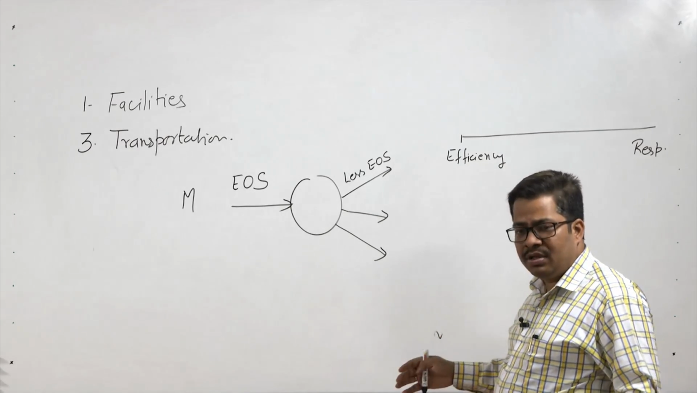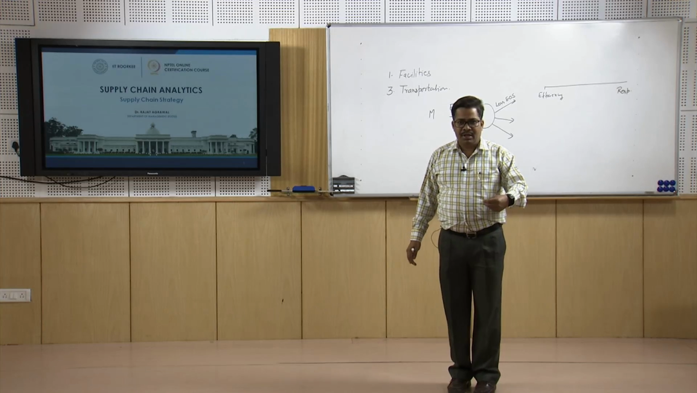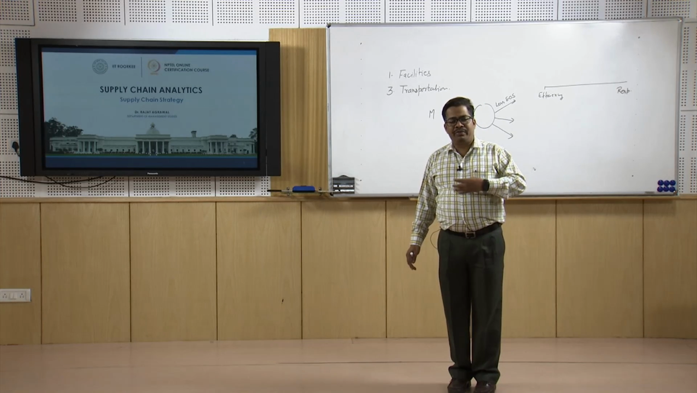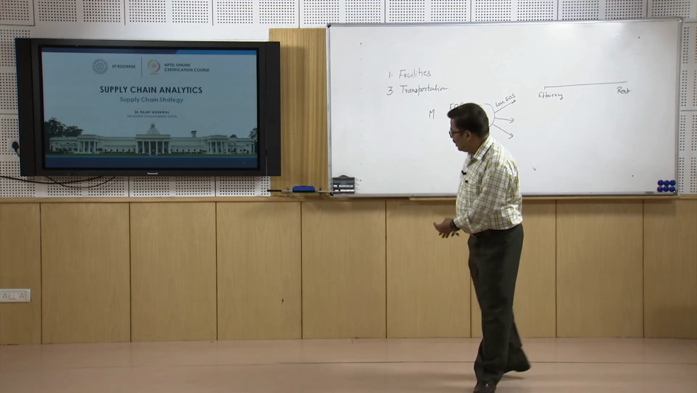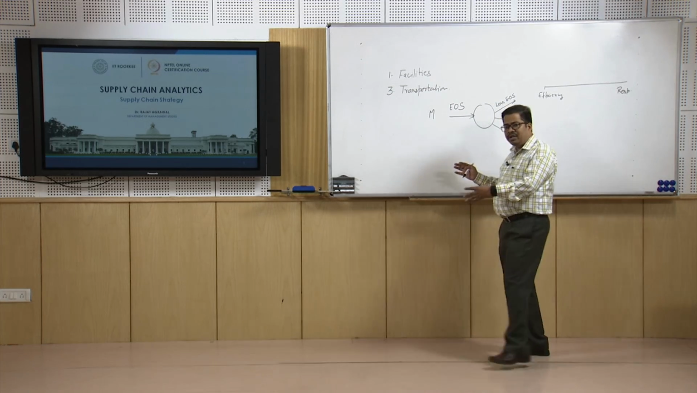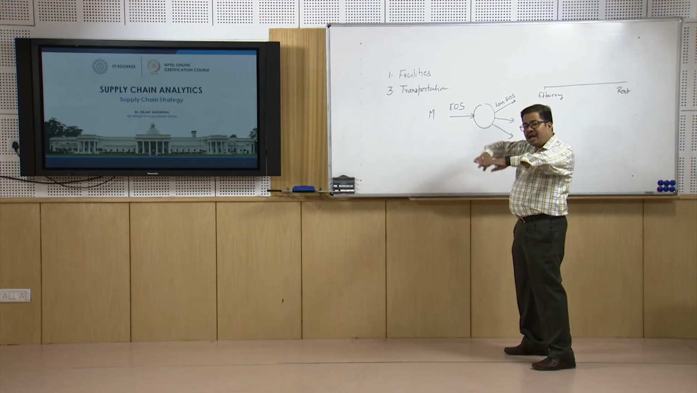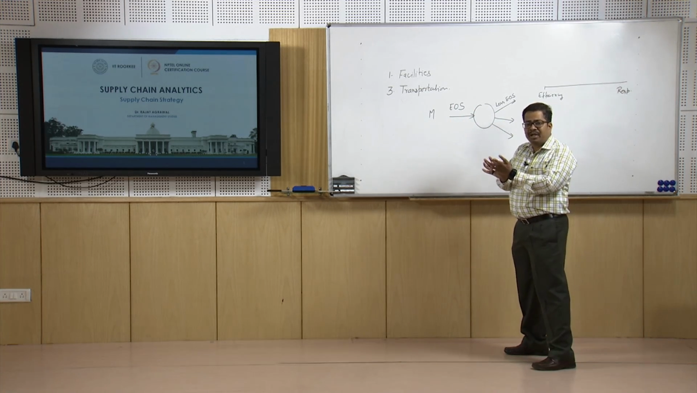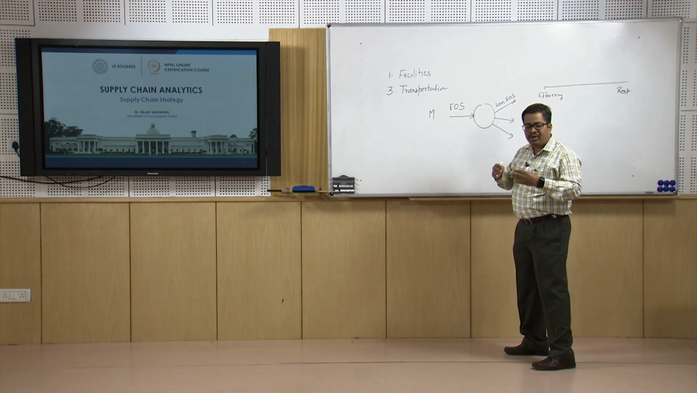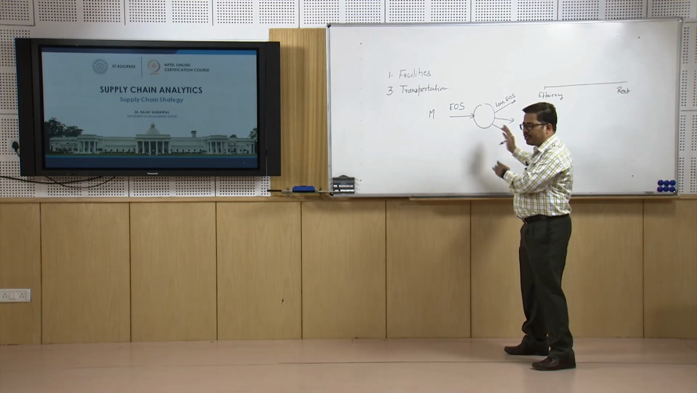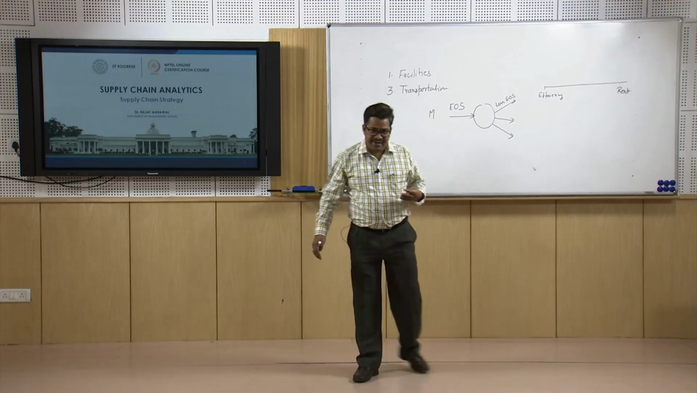If you lose too much, you become very responsive, which means you are becoming very close to your customer, so that you are able to fulfill the requirements of a customer immediately. But if you are not ready to sacrifice economies of scale, it means you are trying to serve a cluster of customers with one single facility, and then you are maintaining some level of economies of scale in your outbound transportation also. And this is again a dynamic decision.